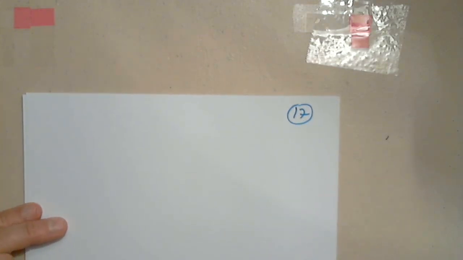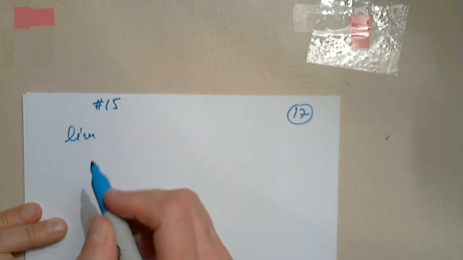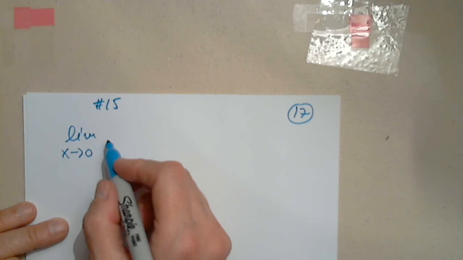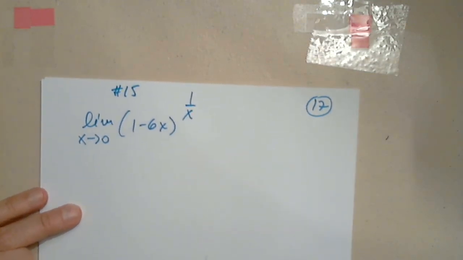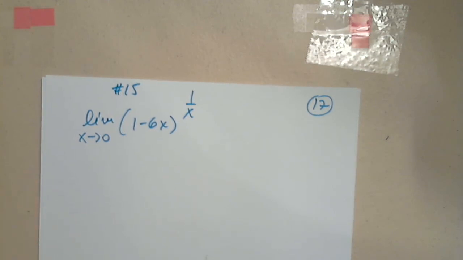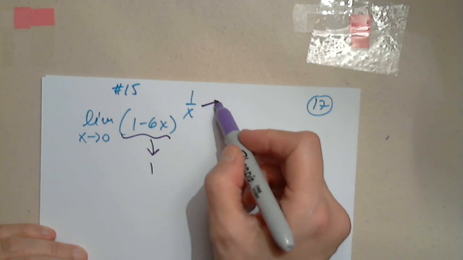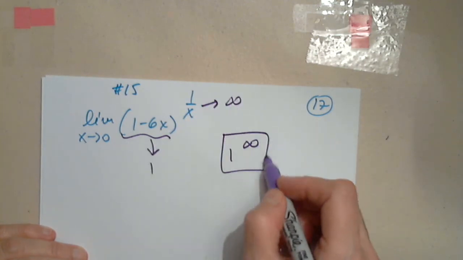15, we said, yes, limit. That's the 15 I see. So as x approaches 0, 1 minus 6x raised to 1 over x. Again, we have to check that indeterminate case we are looking at. And we realize that this approaches 1. And we realize that this approaches infinity. So it's 1 to infinity.